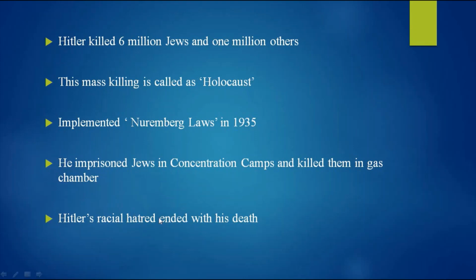This is Hitler's racial hatred. He upheld only the Aryan race, that is a superior race. So he supported Subhash Chandra Bose. Subhash Chandra Bose from North India, he was also Aryan, so he supported him. Hitler's racial hatred ended with his death. As I told earlier, he had that inferiority complex, so he committed suicide with his wife.